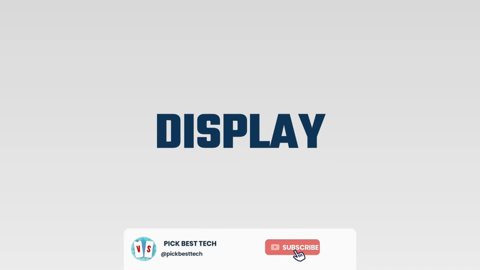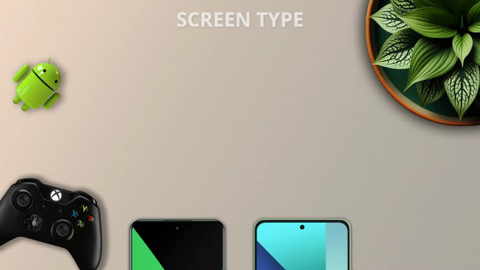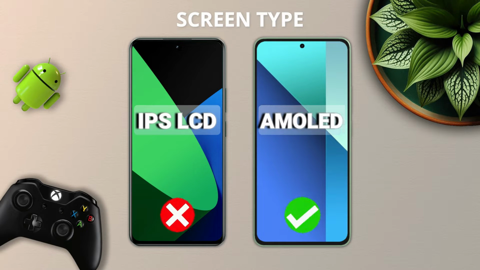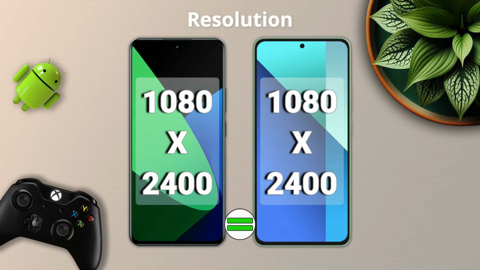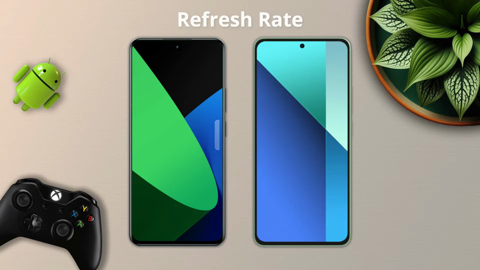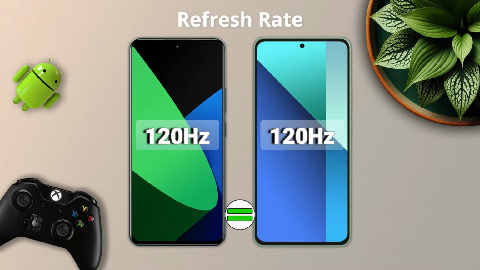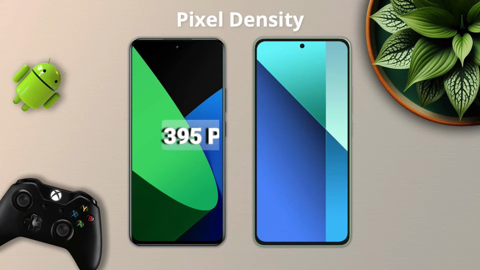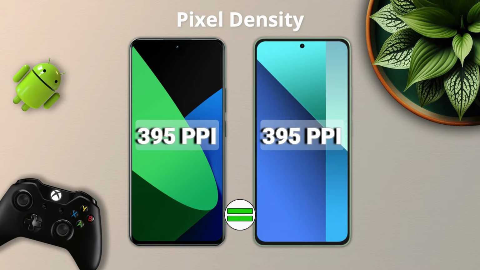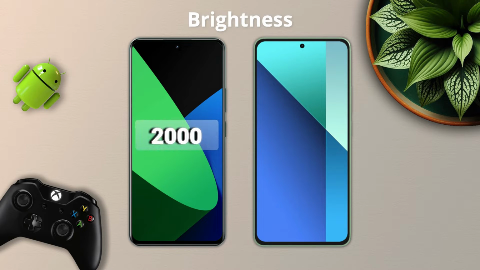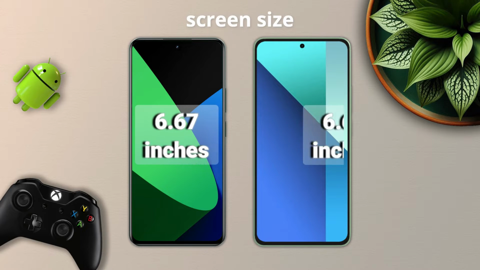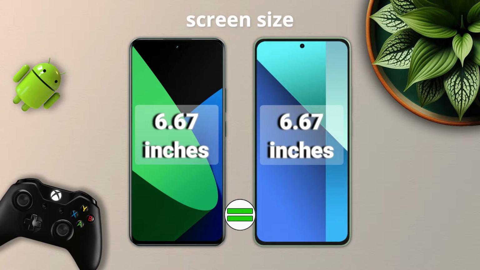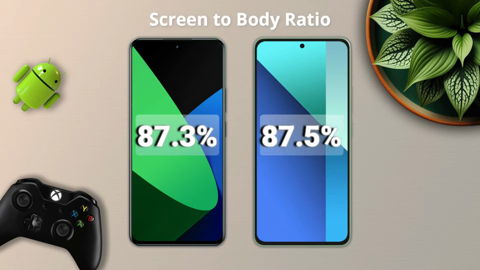Display. The screen type. Resolution. The refresh rate. The pixel density. Brightness. The screen size. Screen to body ratio. Screen protection.